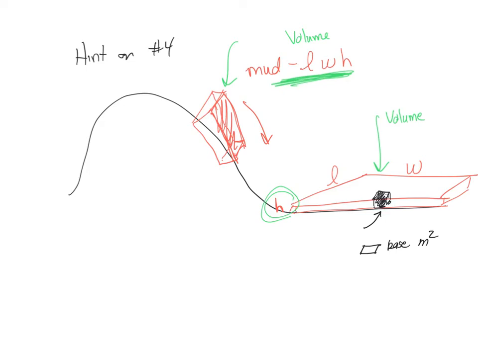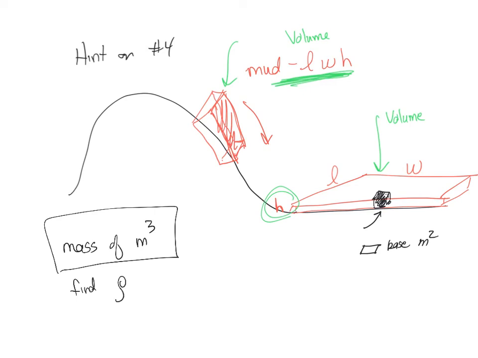Okay, well, what were you given? Well, you're given the mass of a cubic meter of mud is a certain amount. Well, that actually gives you the density. So from that, you can find the density of the mud. Density is going to be mass per volume. So you can find the density of the mud.